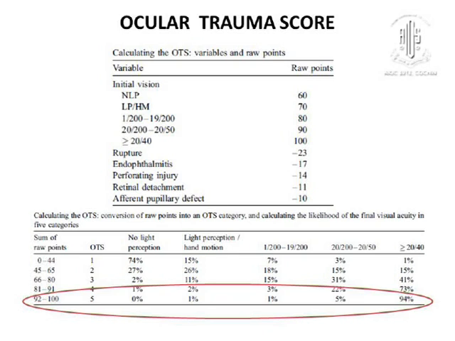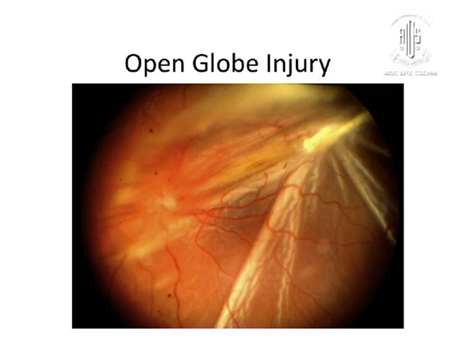And as you can see, if the visual acuity is good and the patient has nothing else, a visual acuity of more than 20/40 is seen in more than 94 to 95% of patients. So calculating an ocular trauma score at your initial presentation is the most important way of telling the patient how much vision is expected after the surgery. This is an example of open globe injury.